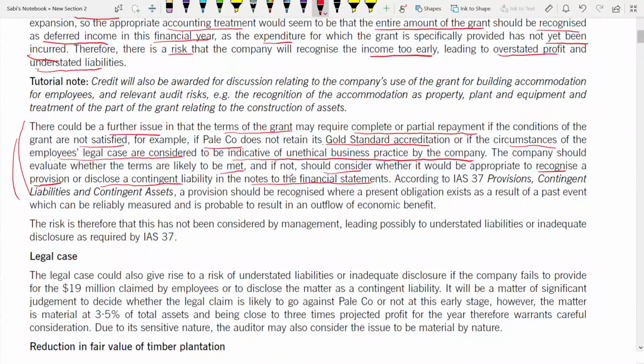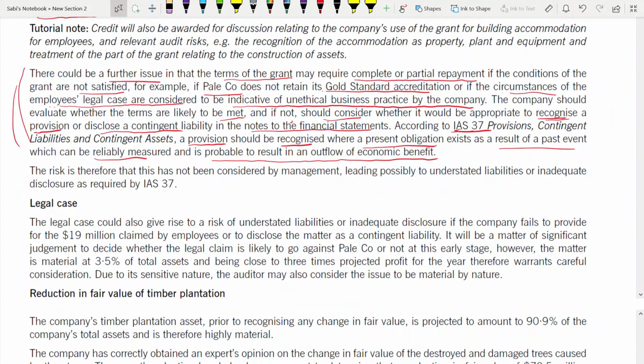And a provision, how do we recognize it, according to which standard? IAS 37. So according to IAS 37, make sure whenever you are writing a phrase like this, for example, recognize a provision or recognize an asset, that you are using the specific standard there in the answer. So according to IAS 37, how should a provision be recognized? A provision should be recognized where a present obligation exists as the result of a past event, which can be reliably measured and is probable to result in an outflow of economic benefit. Basically, you are giving a definition under which a provision can be recognized.